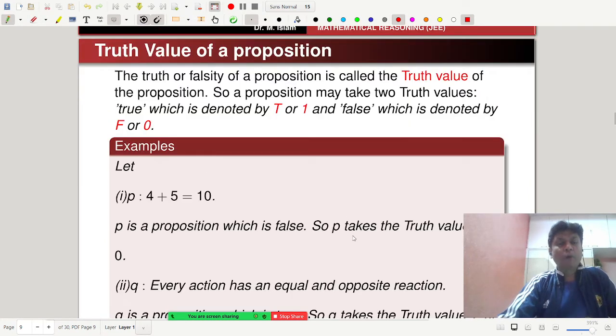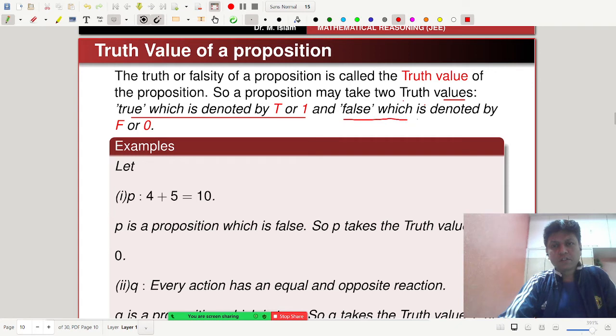Next, I will talk about the truth value of a proposition. That is very important, because we will form a table with several statements and their truth values. So what is the truth value of a proposition? The truth or falsity of a proposition is called the truth value of the proposition. A proposition may take two truth values: true, which is denoted by T or 1, and false, which is denoted by F or 0.